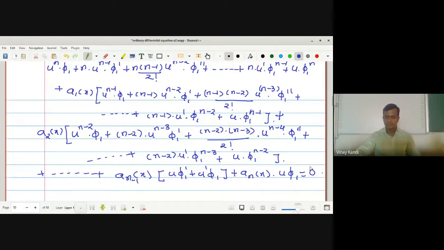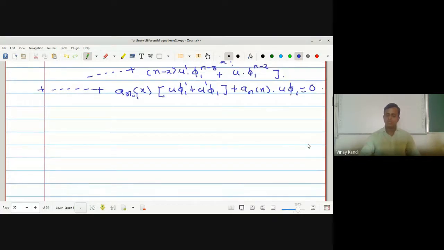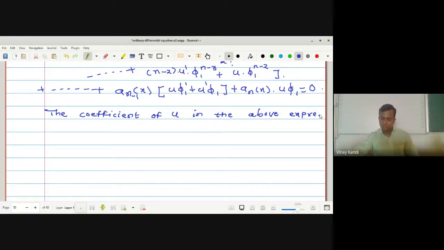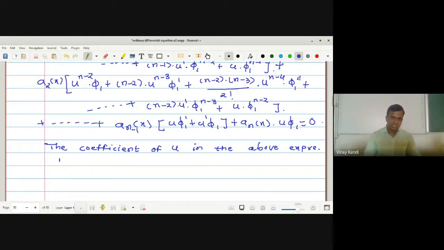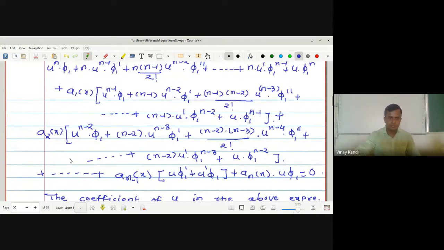Okay, now the coefficient of u in the above expression, taking the coefficient of u in the above expression. Okay, what is the coefficient of u in the expression? Look at it.